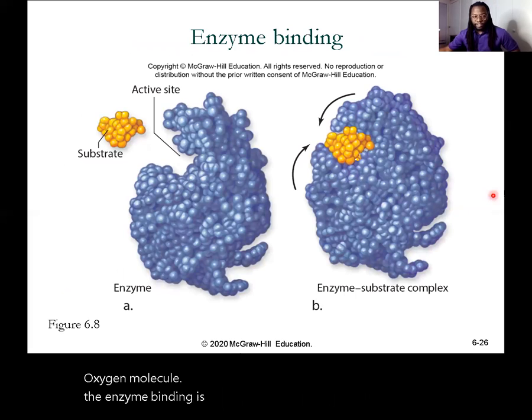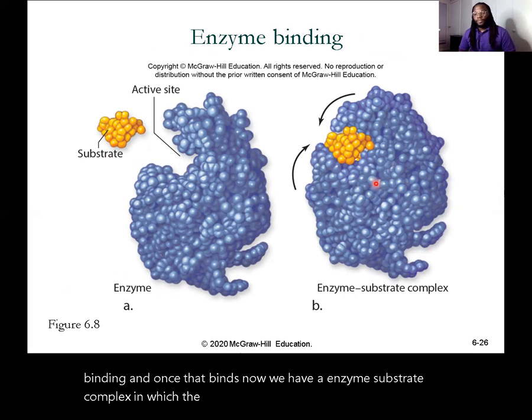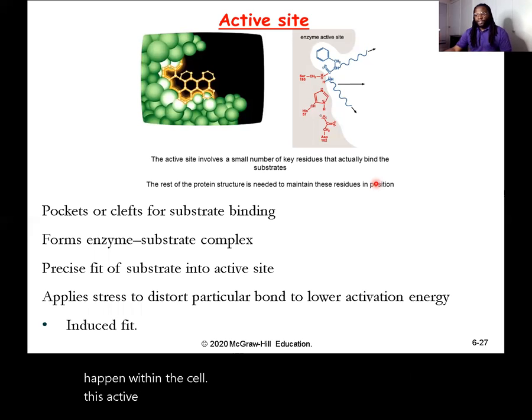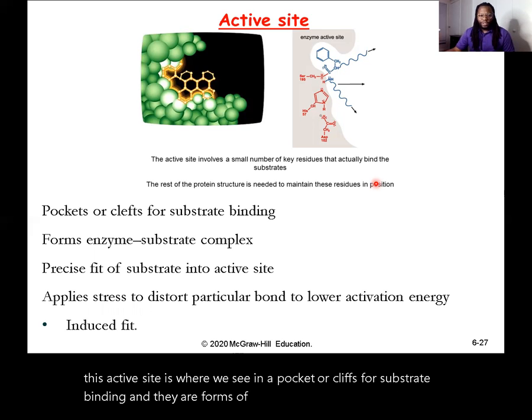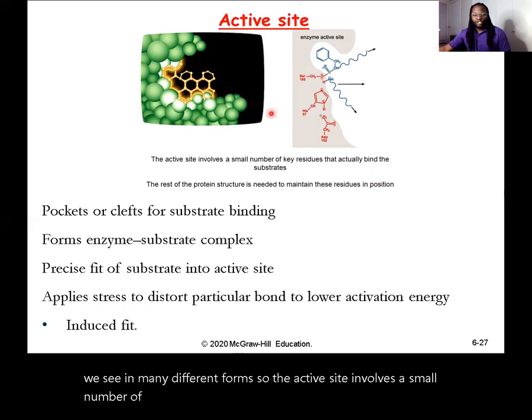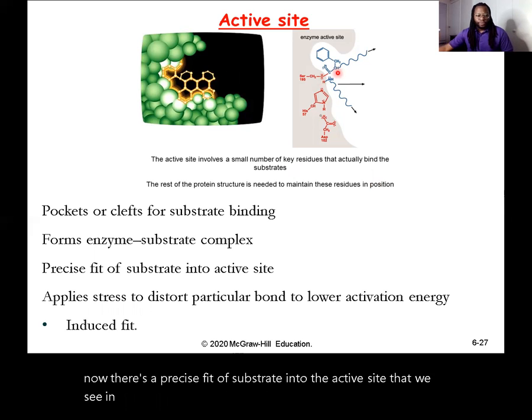The enzyme binding is important to sites in which the substrate is complex, in which the binding now initiates something else to happen within the cell. This active site is where we see pockets or clefts for substrate binding, and they are forms of enzyme-substrate complexes that we see in many different forms. So the active site involves a small number of key residues that actually bind to the substrates. Now, there's a precise fit of substrate into the active site that we see in this image here and here.